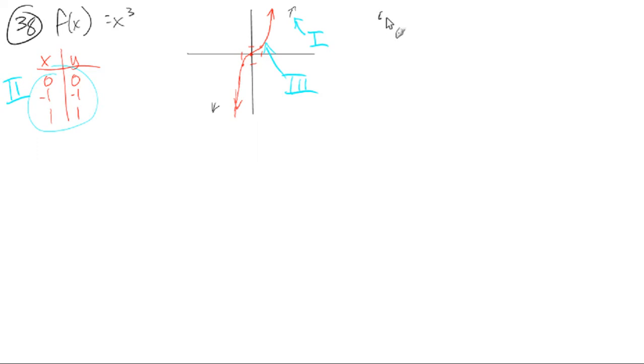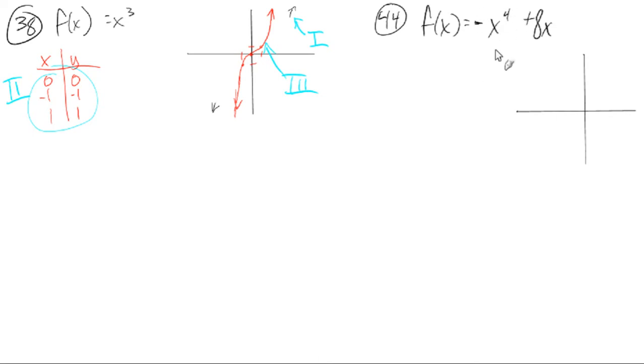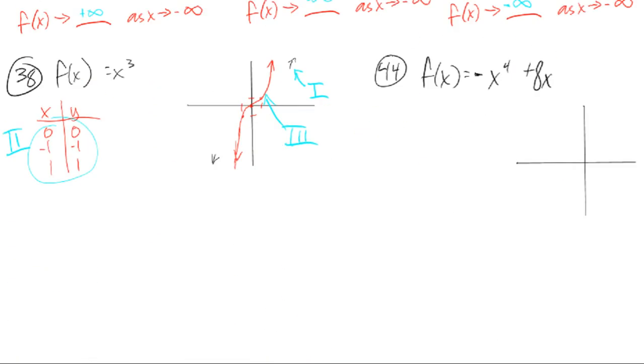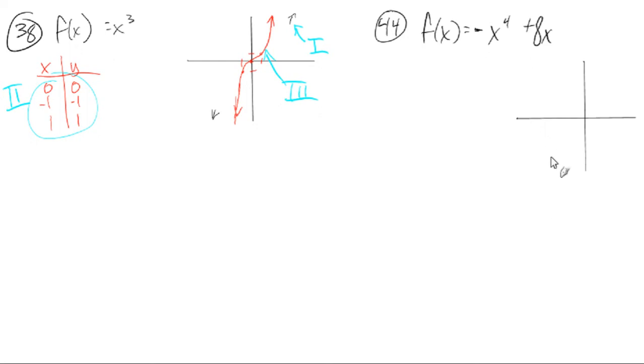So let's look at 44 next. F of x equals negative x to the 4th plus 8x. So let's talk about the end behavior to start again. It's got an even degree right here, and a negative leading coefficient. So we go back up to this thing here, right? And it tells us that the end behavior is going to be both pointing down.